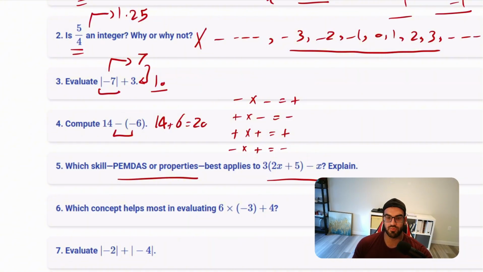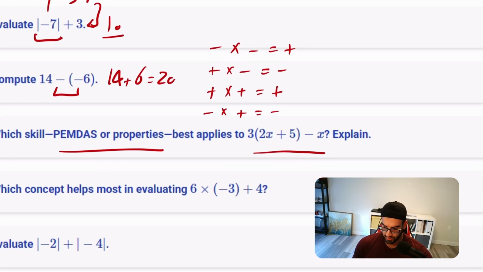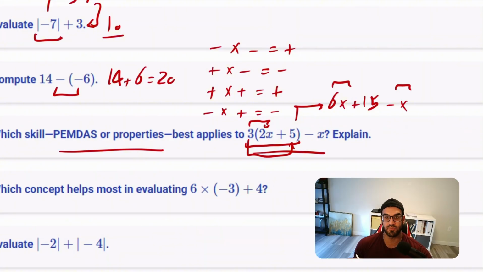So at this point, I have 3 times (2x plus 5). We know that from the first property, I can get rid of the parentheses here. It means 3 multiplied by 2x, and after that 3 multiplied by 5. So what do I have here? I have 6x plus 15 subtracted by x. I know these two terms are like terms. Again, about like terms and unlike terms, about the coefficient and constant, we are going to talk about it in detail in the next modules. Don't worry about it.